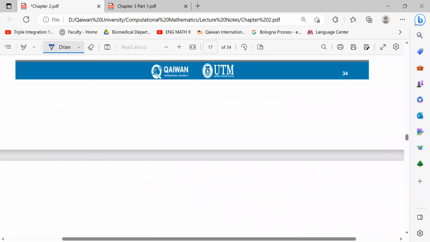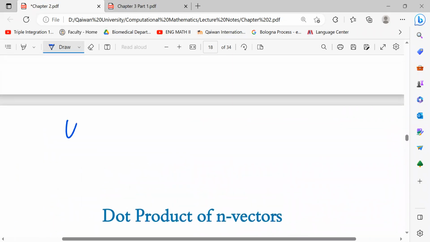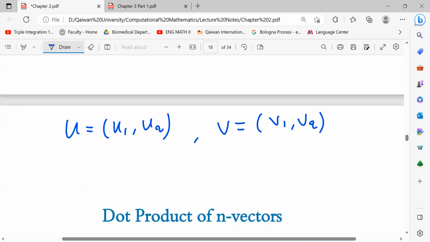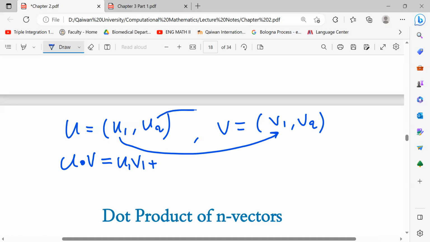Let me give you an example. Let U be U1, U2, and V be V1, V2. We say U dot V is, look, here we haven't been given the angle. How to find the dot product? We just multiply U1 by V1, which is U1 V1, plus U2 by V2.